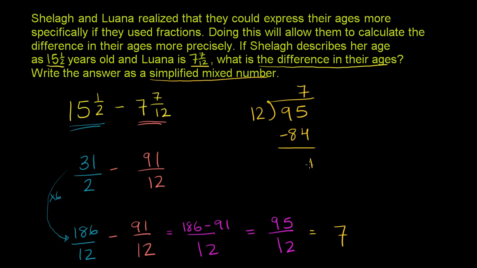5 minus 4 is 1. 9 minus 8 is 1. So we have a remainder of 11. So 12 goes into 95 7 times. You get 7 wholes, and you have 11 left over. So 95/12 is 7 and 11/12. And we're done. The difference between Sheila and Luana's age is 7 and 11/12, or Sheila is 7 and 11/12 years older than Luana.